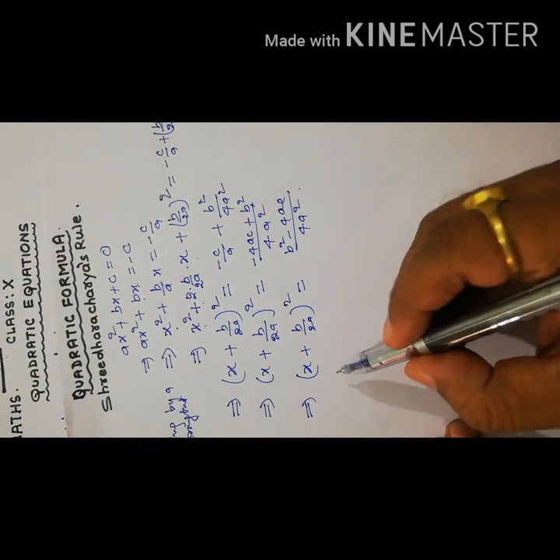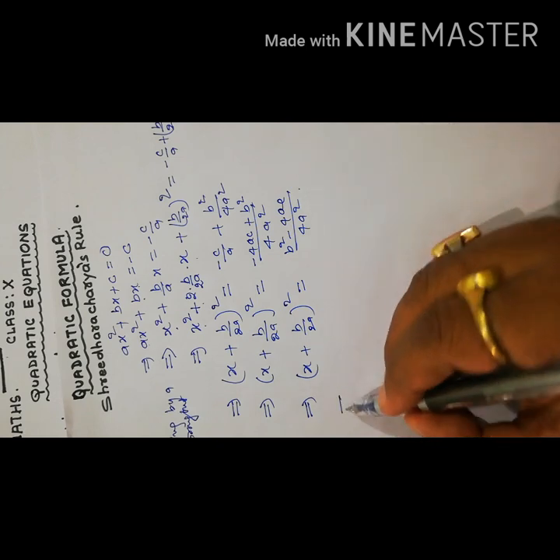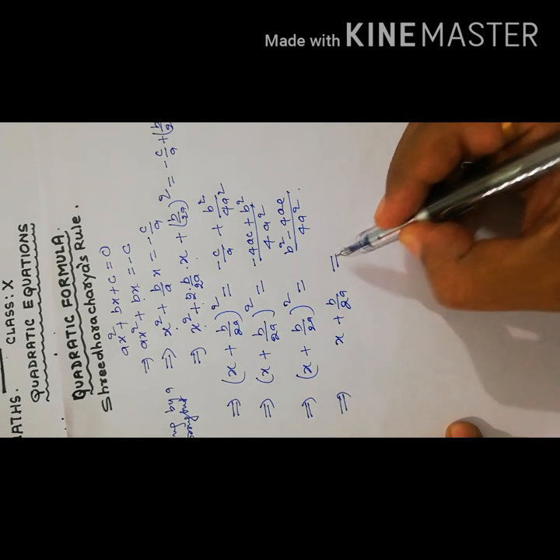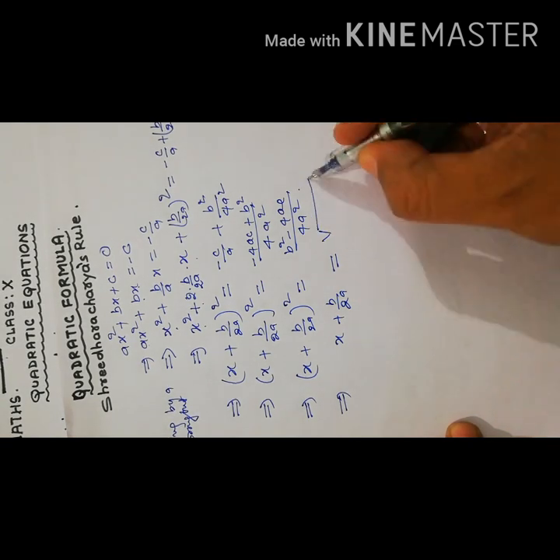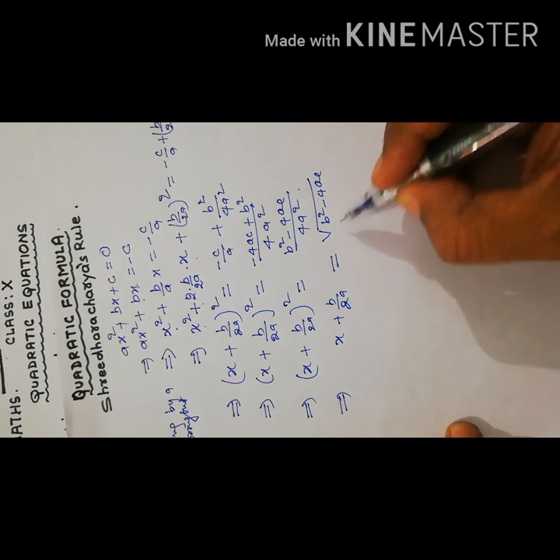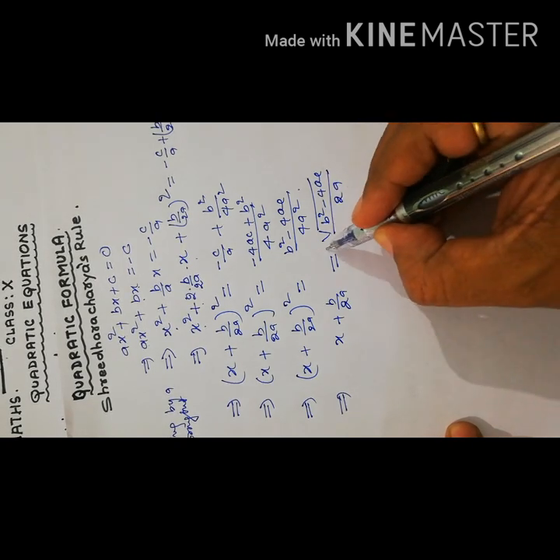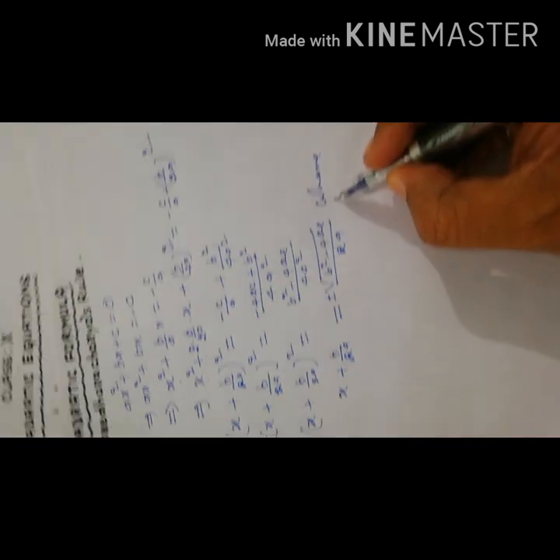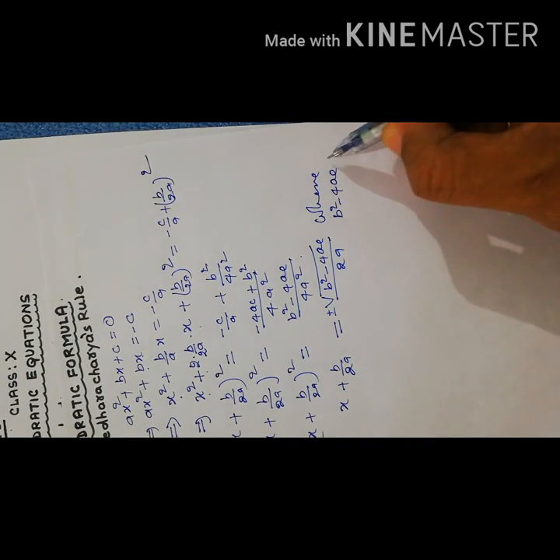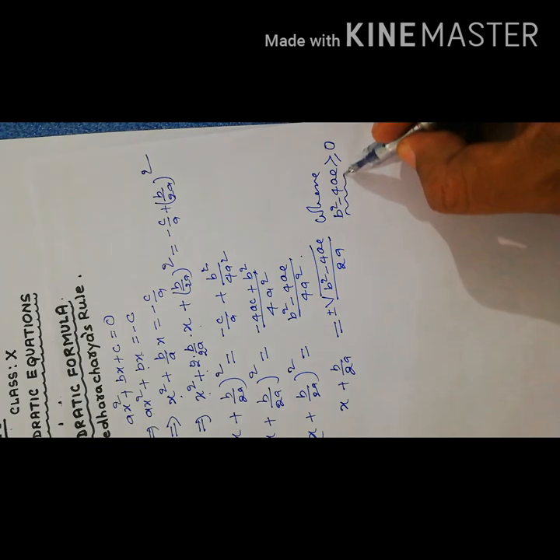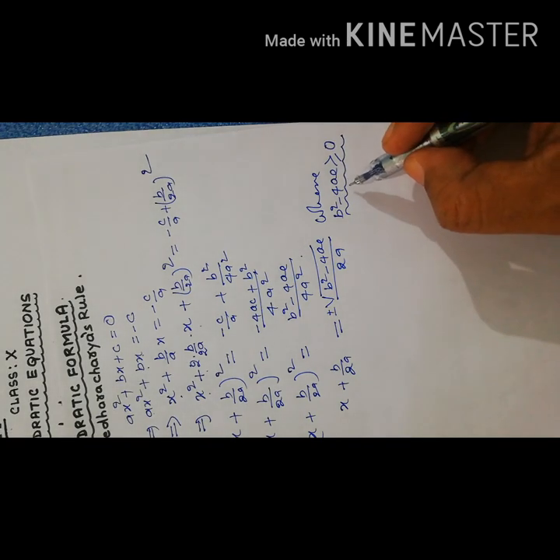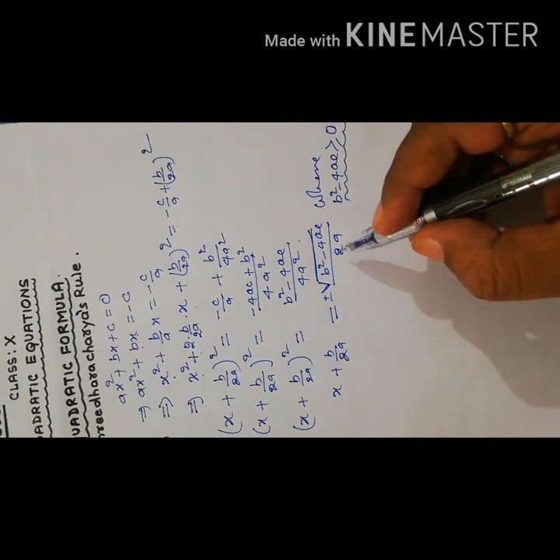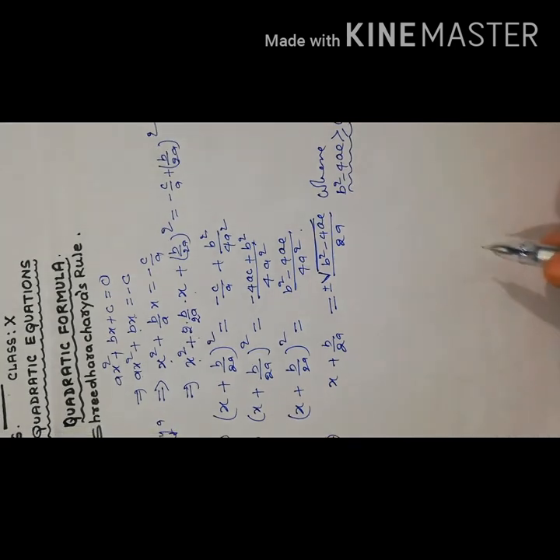Then finding square root in both sides, we get x plus b by 2a is equal to under root b square minus 4ac by 2a, but this will be plus and minus both, where b square minus 4ac is greater than or equal to 0. If b square minus 4ac is less than 0, then we will get negative value inside the square root that is not defined, so the root will not be real root.